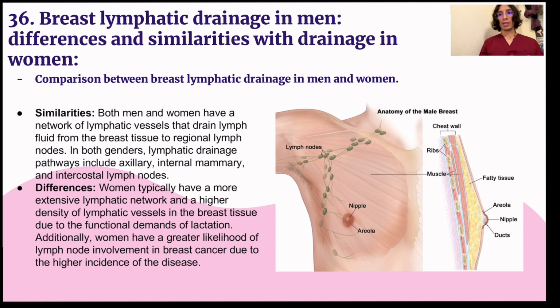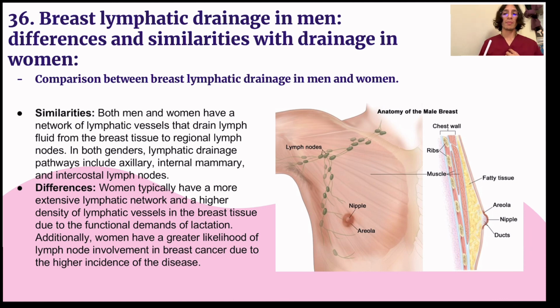Breast lymphatic drainage in men. Differences and similarities with drainage in women. Similarities: both men and women have a network of lymphatic vessels that drain lymph fluid from the breast tissue to regional lymph nodes in both genders. Lymphatic drainage pathways include axillary, internal, and intercostal lymph nodes.